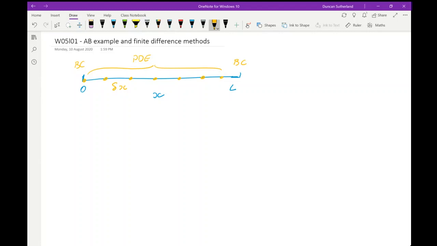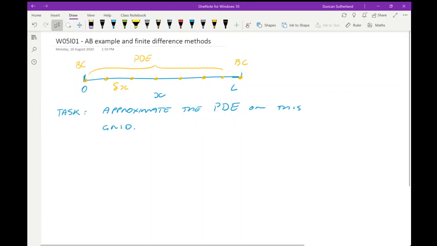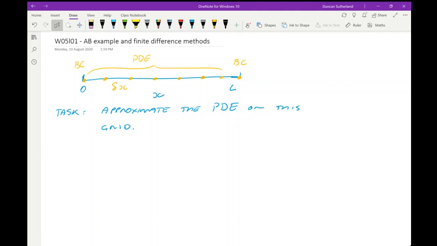We're going to use information at a number of these points to approximate the derivative operator. So our task is to approximate the PDE operator on this discrete grid, and we do that by replacing the derivatives with some finite step equivalent.